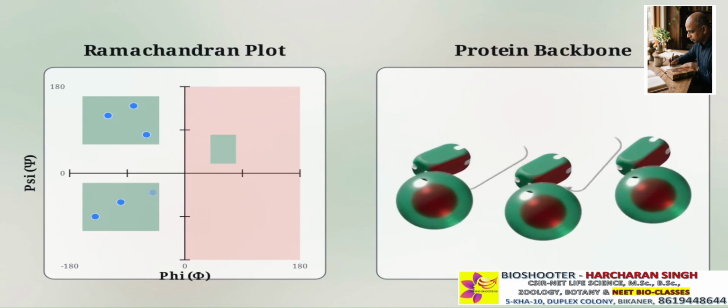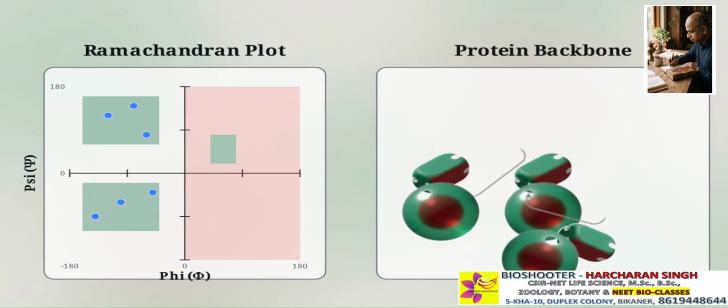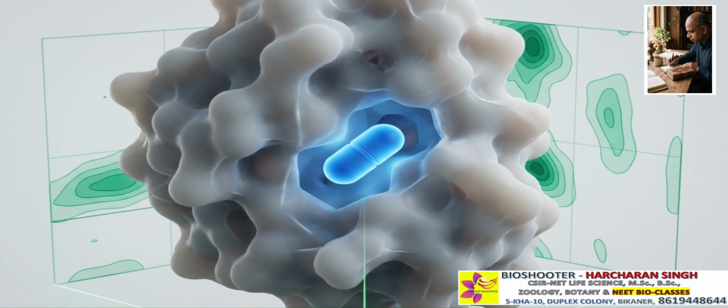If too many of those residues land in the disallowed red regions, the model contains overlapping atoms and is rejected as inaccurate. The Ramachandran plot remains a primary gatekeeper for modern protein engineering and drug design.